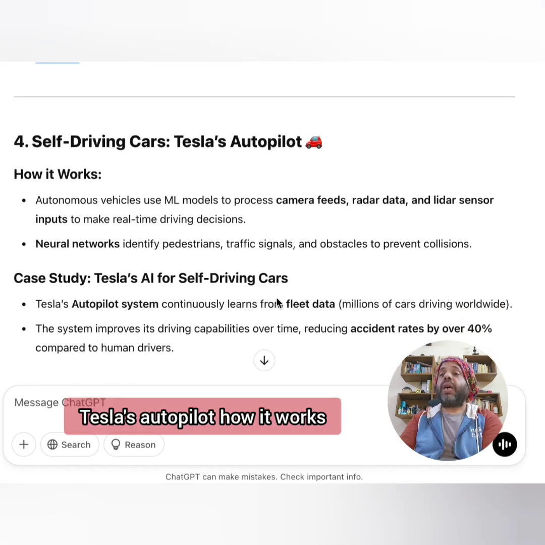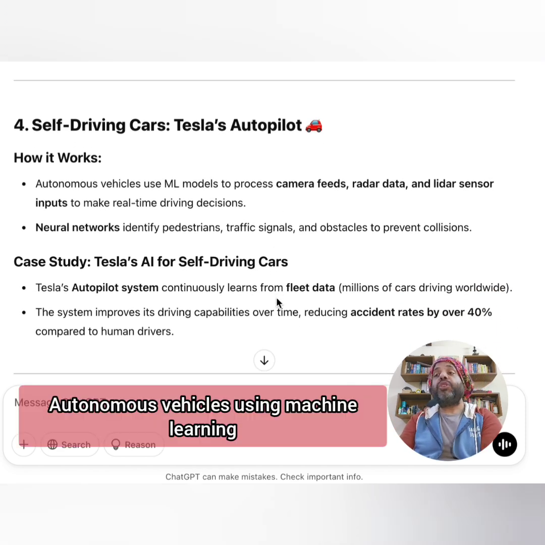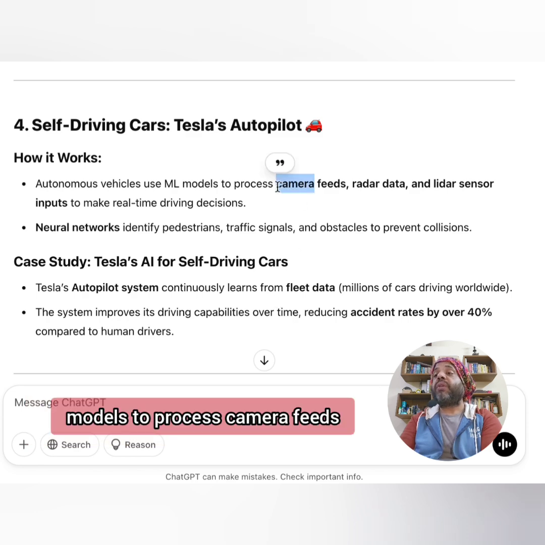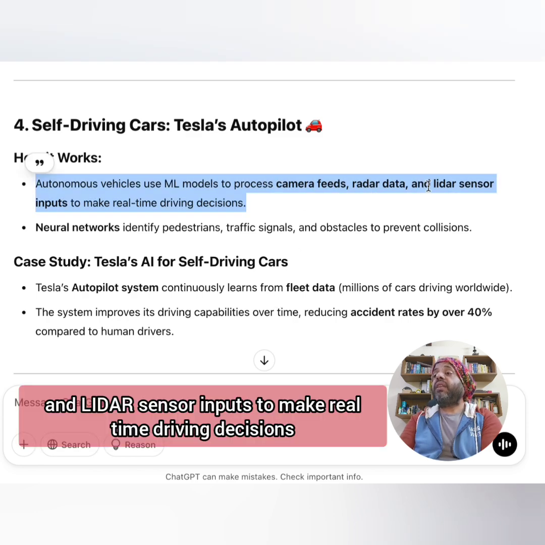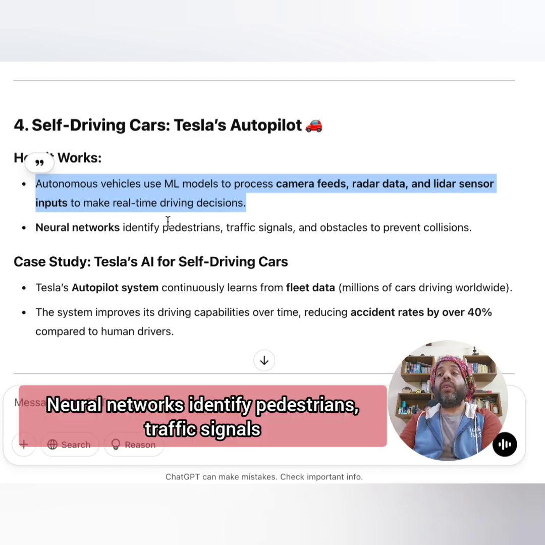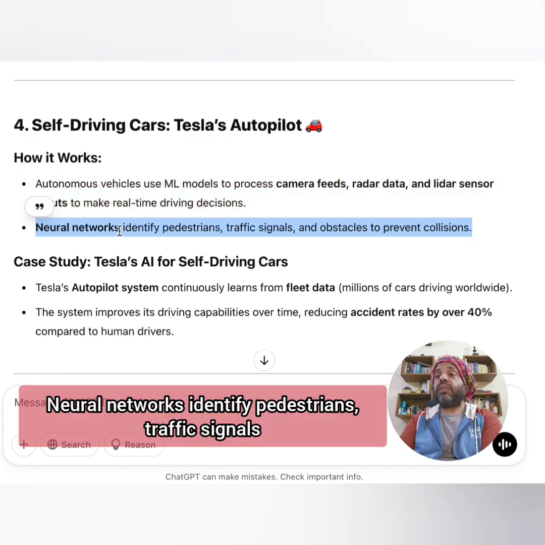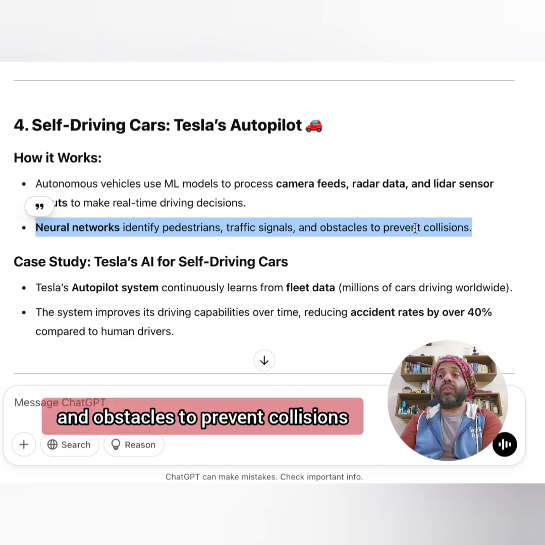Self-driving: Tesla's Autopilot, how it works. Autonomous vehicles use machine learning models to process camera feeds, radar data, and LiDAR sensor inputs to make real-time driving decisions. So a lot of inputs are coming in, a lot of data is coming in. Neural networks identify pedestrians, traffic signals, and obstacles to prevent collisions.